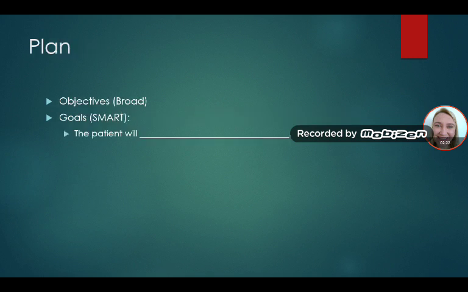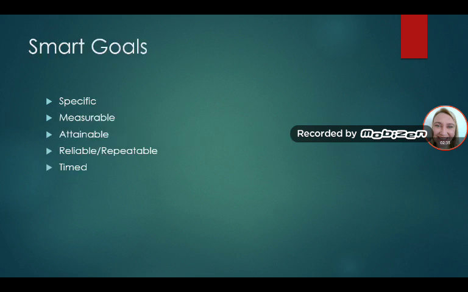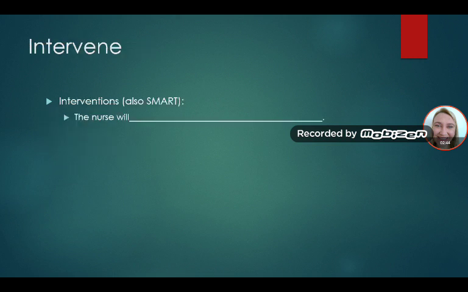In your plan, you should have objectives, which are broad, and goals, which are a little bit more specific. Your goals are going to be SMART goals, and they'll start with the words, the patient will. SMART goals should be specific, measurable, attainable, reliable, and timed. We intervene. Our intervention statement should start with the nurse will. Those are also SMART.